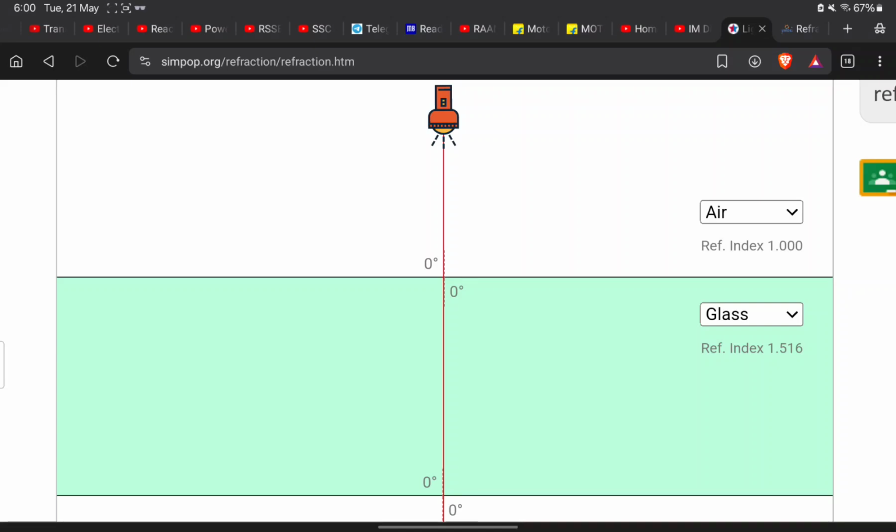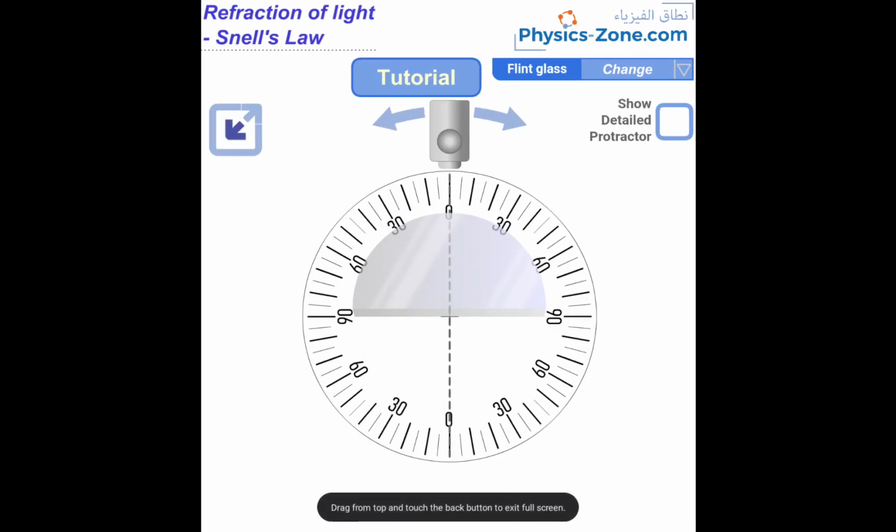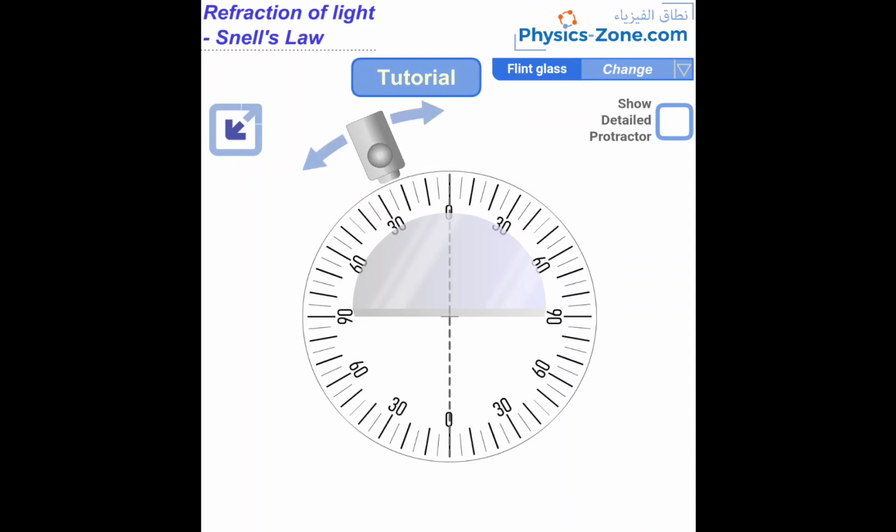Now we talk about the 90 degree limit. Let's move to another, a bit more advanced simulation that has a protractor and everything to see the angle precisely. Now let's set our laser pointer and turn it on. Now we see a refraction, but what is this faint light? It is the reflection of light.